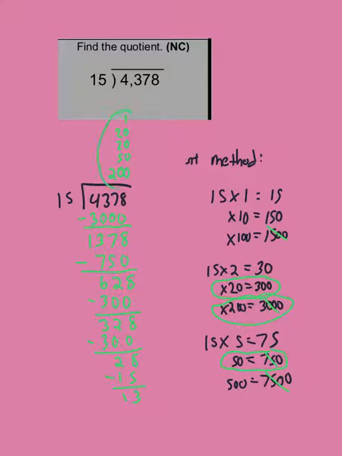So if I add all these up, 200, 250, 270, 290, 291, remainder 13. All right, remember with partial quotient, you can do it a different way than I did it. You can use different numbers as long as you get down to where you have 13 left and what you add up to adds up to 291.